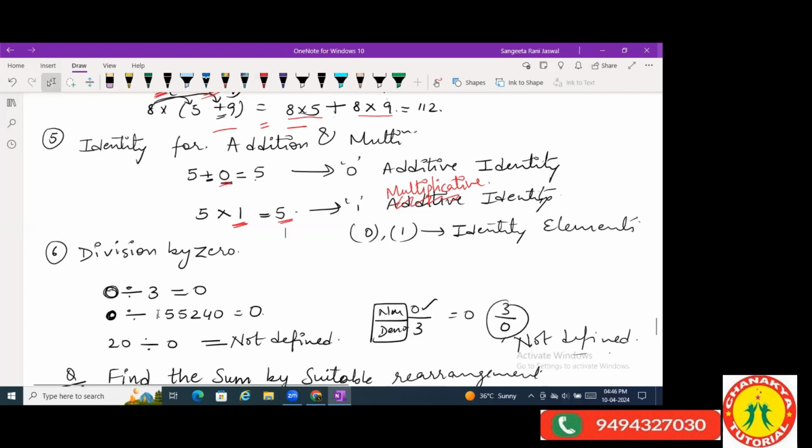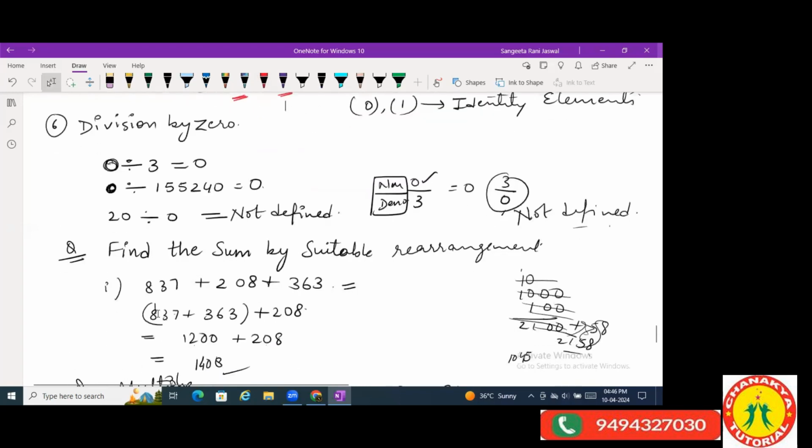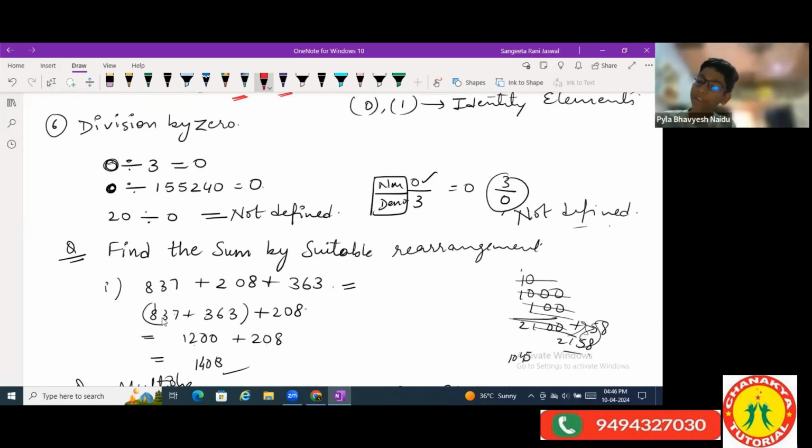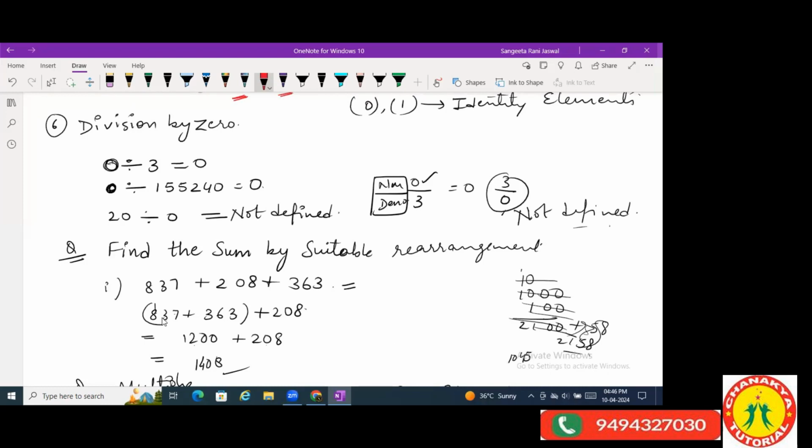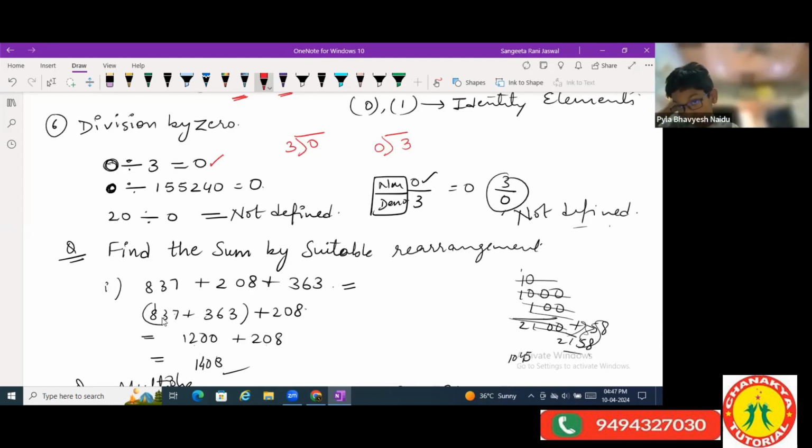Then next we did division by 0. Any number divided by 0 is never defined. We call it infinity, we don't get any number. That's not defined. We cannot divide any number by 0. But if we divide 0 by some other number, then our answer always comes 0. If we have 0 inside and we divide it, our answer always comes 0. But if we divide like this, then this is not defined. Right? Yes, ma'am. Okay.